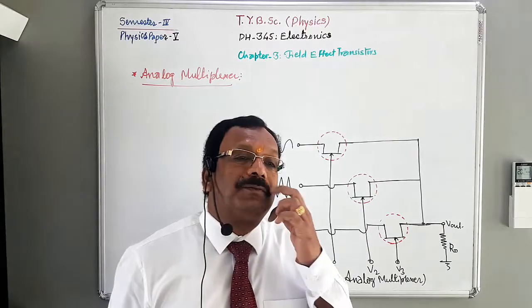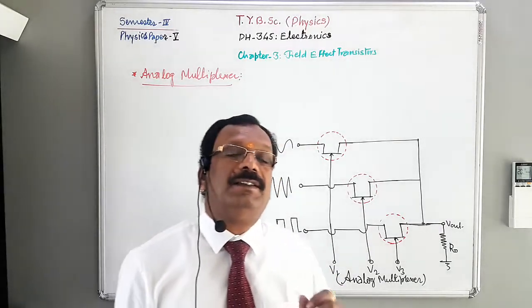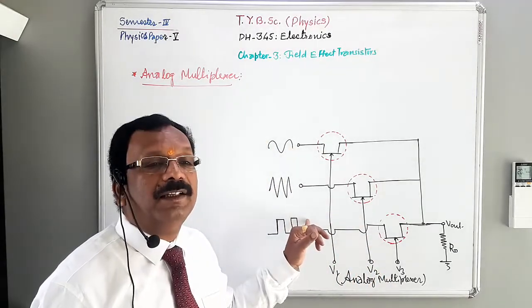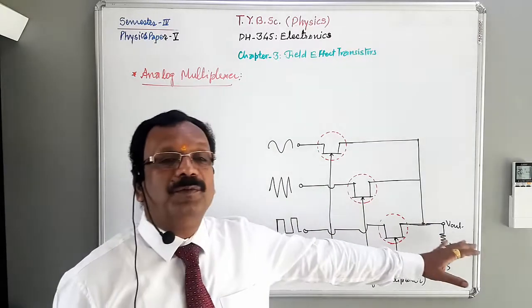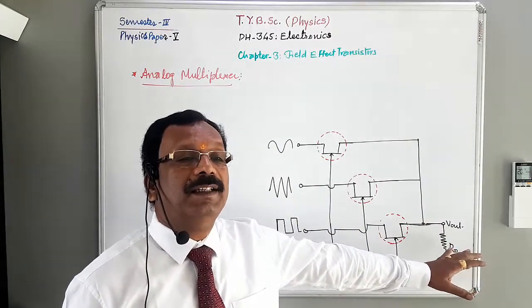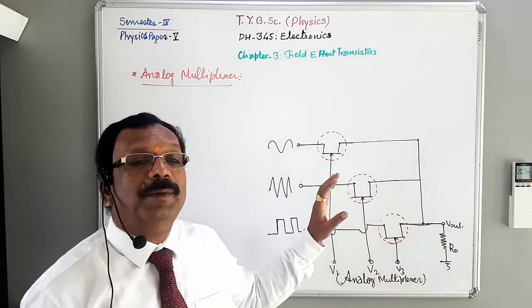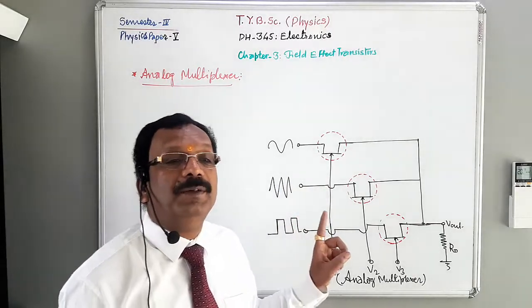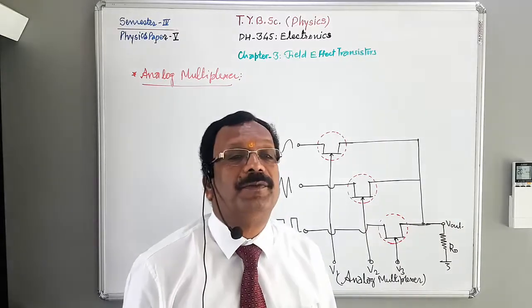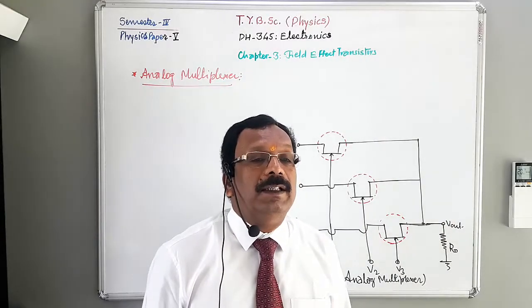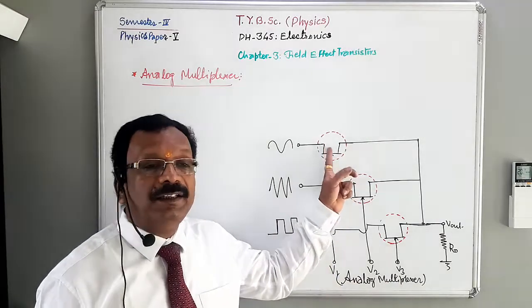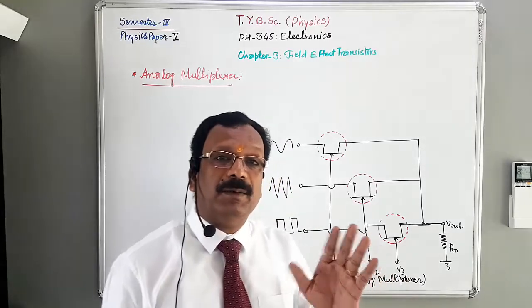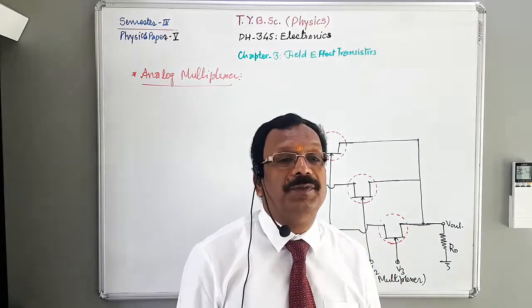I am again going to tell you that an analog multiplexer is a circuit that selects any one signal from the input side and gives it to the output. In simple words, an analog multiplexer is a circuit that steers one of the three inputs to the output line. This is the output line. In this circuit each JFET acts as a single pole single throw switch.